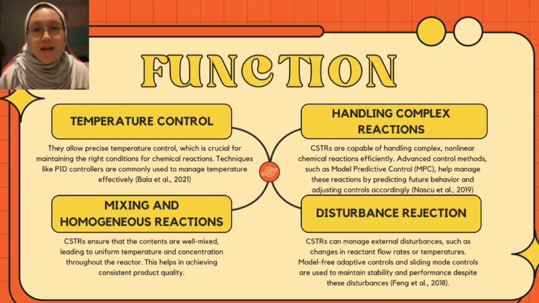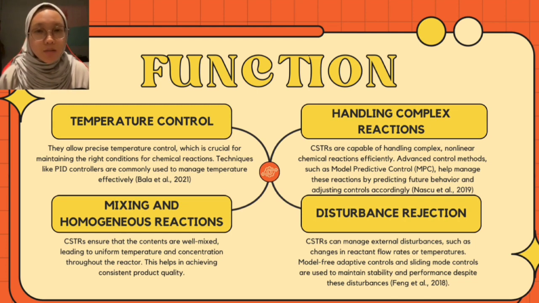The third function is handling complex reactions. CSTRs are capable of handling complex, nonlinear chemical reactions efficiently. Advanced control methods such as model predictive control, or we call it MPC, help manage these reactions by predicting future behavior and adjusting controls accordingly.